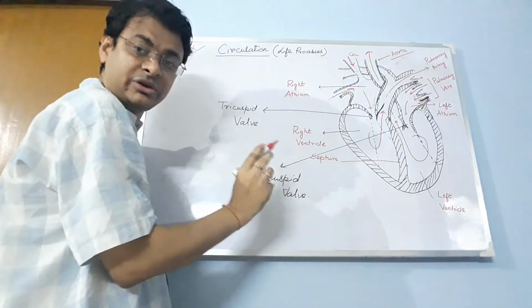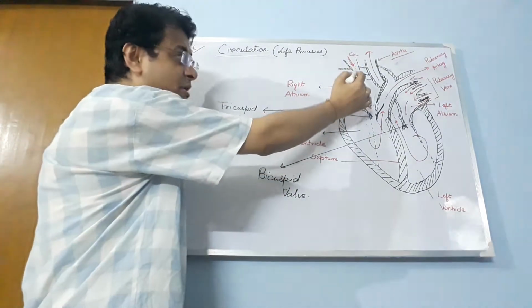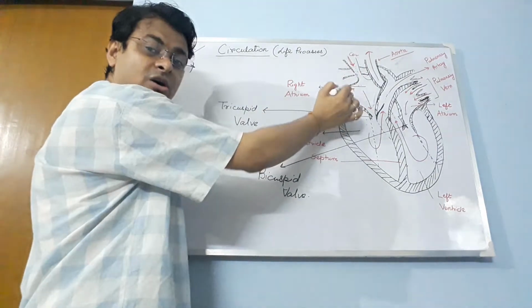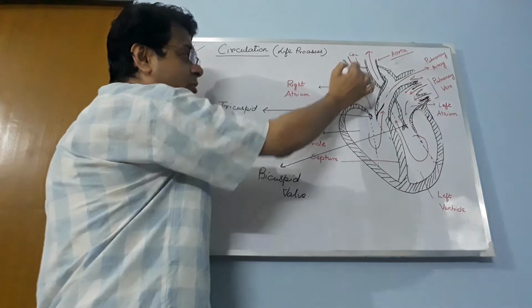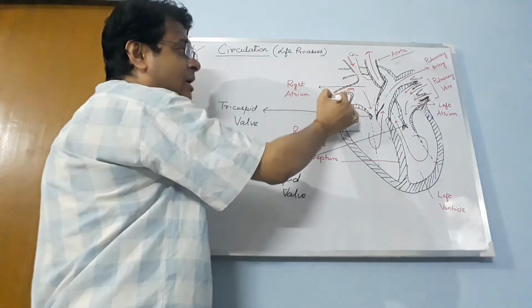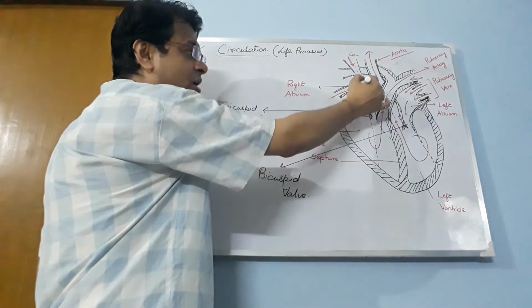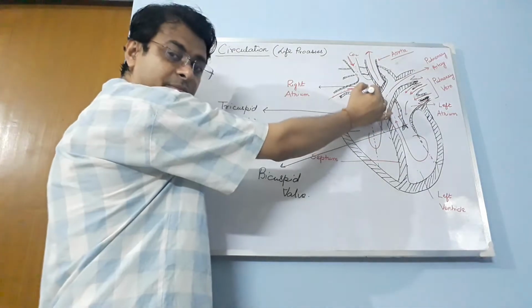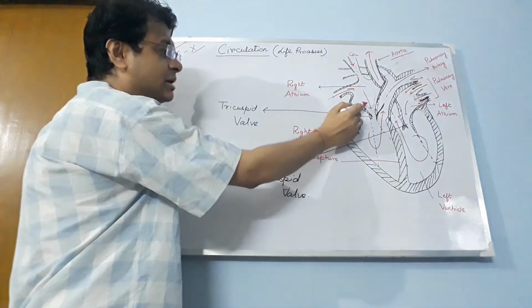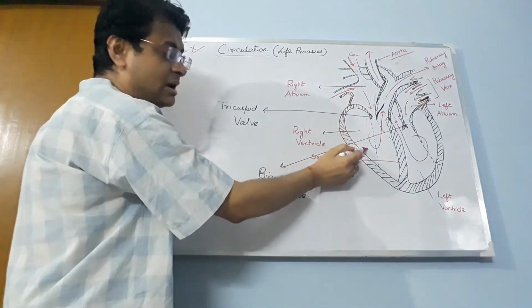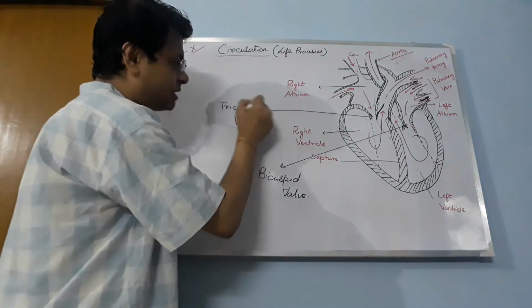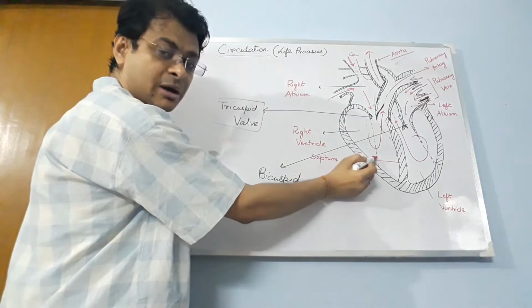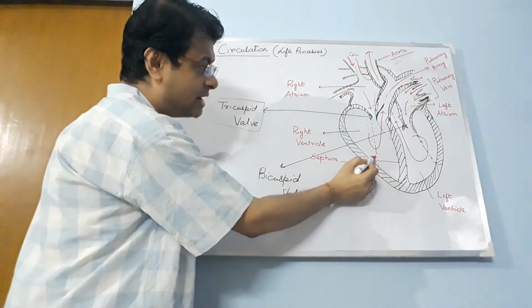Please note, these two are the vena cava of the human heart. From the vena cava, the carbon dioxide rich blood comes to the right atrium. From the right atrium, the blood flows to the right ventricle via the tricuspid valve, which I have mentioned earlier.